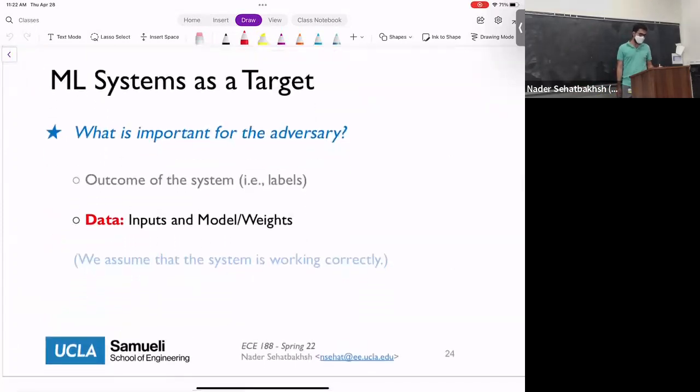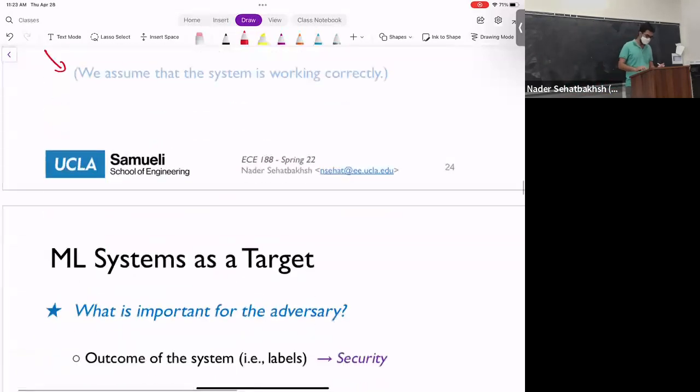And then in both cases, we are assuming that the system itself is working correctly. So as I said, things like a buffer overflow or fault injection are not part of what we are covering at this moment, right? We are assuming that everything is perfectly safe and secure. We have managed to eliminate all the buffer overflows, all the memory vulnerabilities, everything. And now we are just dealing with the machine learning system, with some inputs and outputs, and that's all we can do.